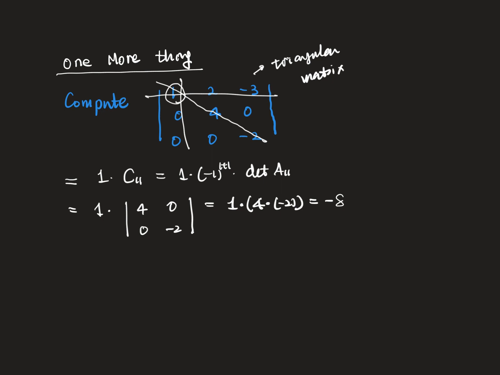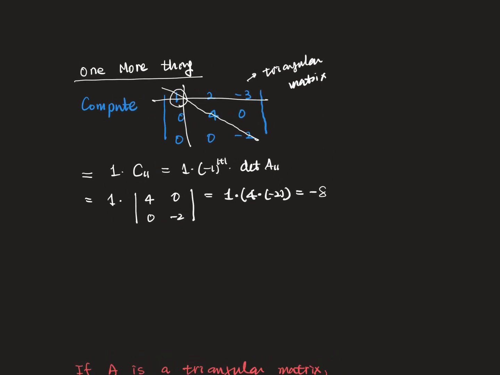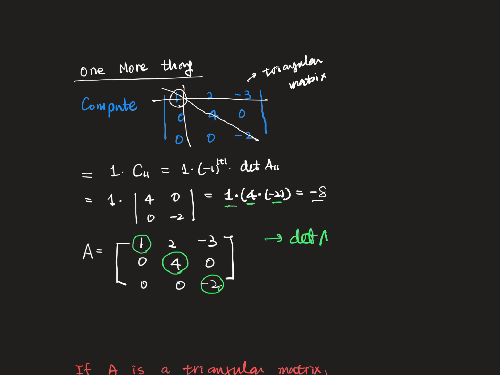Can you notice something here, guys? So I'm gonna rewrite it, guys. Matrix A looks like a triangular matrix: 1, 2, negative 3, 0, 4, 0, 0, 0, negative 2. How can we find the negative 8? Can anyone notice it? Here it is 1 times 4 times negative 2. So determinant A is gonna be 1 times 4 times negative 2. So that's negative 8. That's another way you can find this, guys.